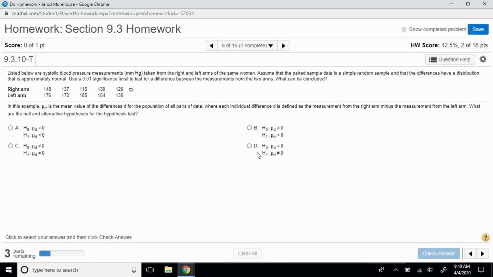Okay, those are the only 2 examples I wanted to run through with you today. Hopefully this is very familiar to you already from what we did in Chapter 8.